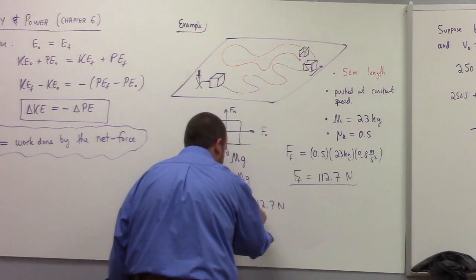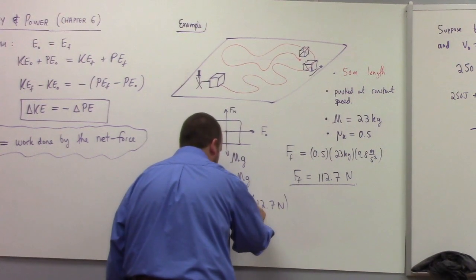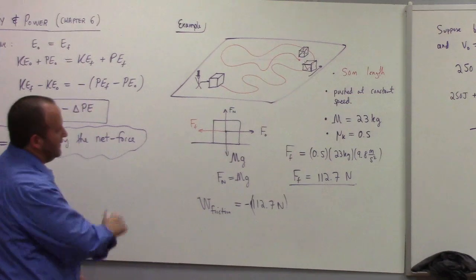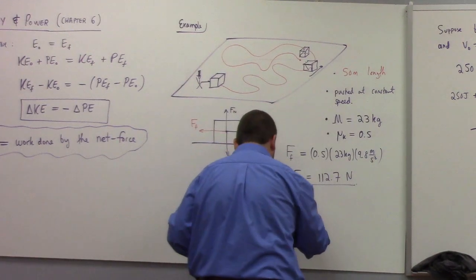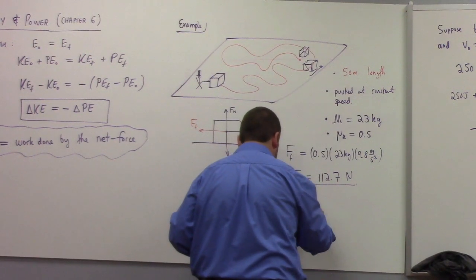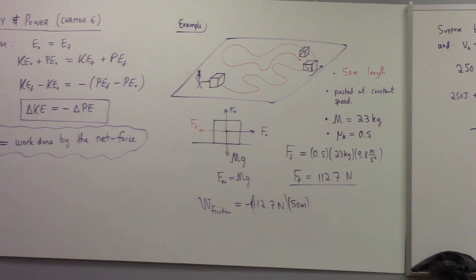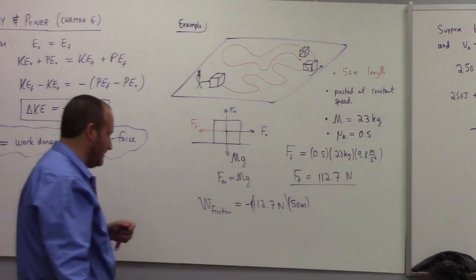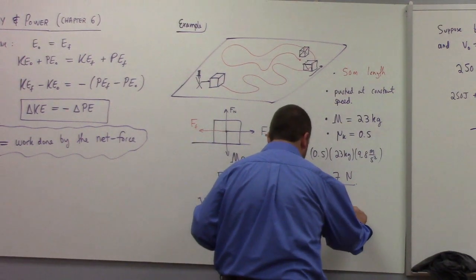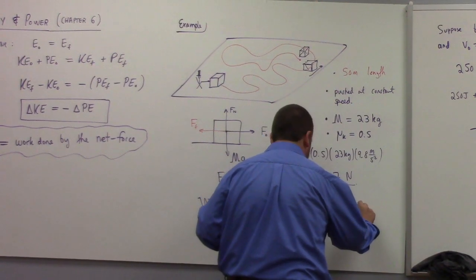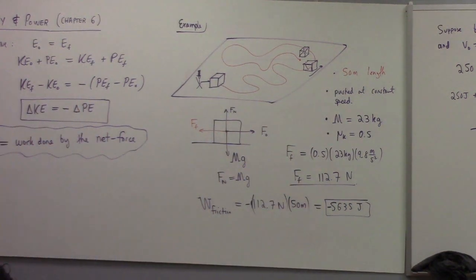112.7 newtons. There's a minus here, right? Times what? What's the distance? Oh, I told you that the path that we're pushing it along is 50 meters, right? That's how long the tape that Drake laid down was. This is a 50-meter track. All right, let's see here. And what's 50 times 112.7? 5,635 with a negative, newton meters, which is a joule. So there you go. That is the work done by friction, minus 5,635 joules.